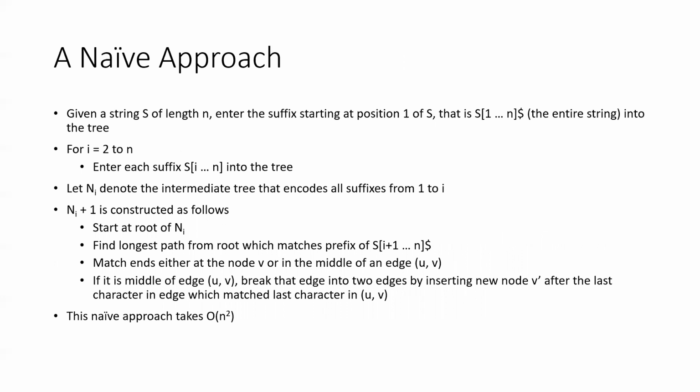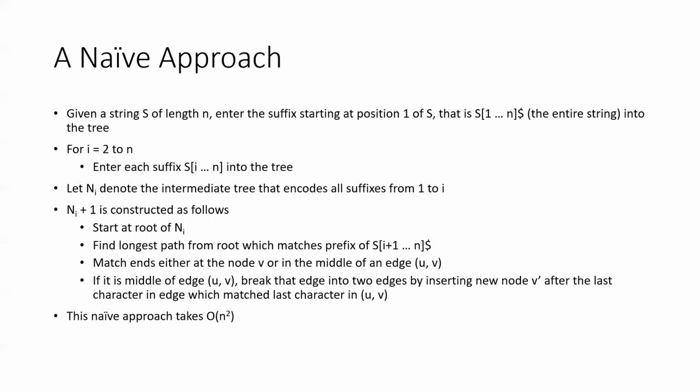So we have our string of length n. The first thing we do is start at the first position of the suffix. Going back to what I said earlier, the first position of a string and building the suffix from that first position is nothing more than the entire string, so we put that in the tree. Now we have the entire string in the tree for the first suffix. For all subsequent suffixes, we enter these one at a time, starting at position i all the way through n into the tree.